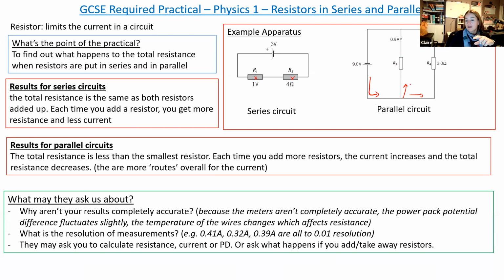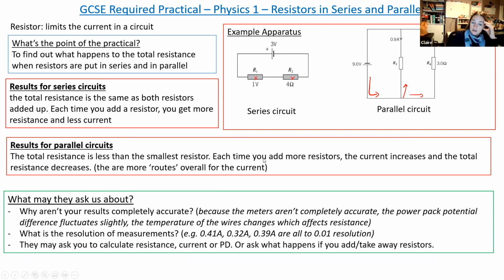So with a parallel, what you'll find is that, what's it actually saying here? Yeah, your total resistance will be less than the smallest resistance there, just because there's not much traffic going both ways. You can't increase the total resistance. The total resistance is less than the smallest resistor.